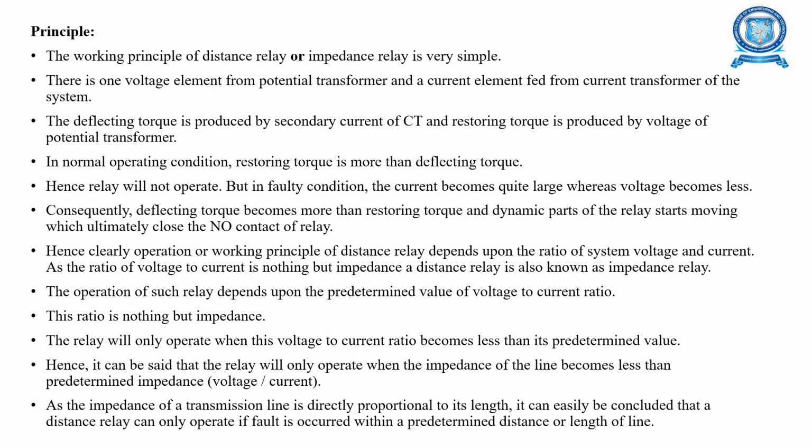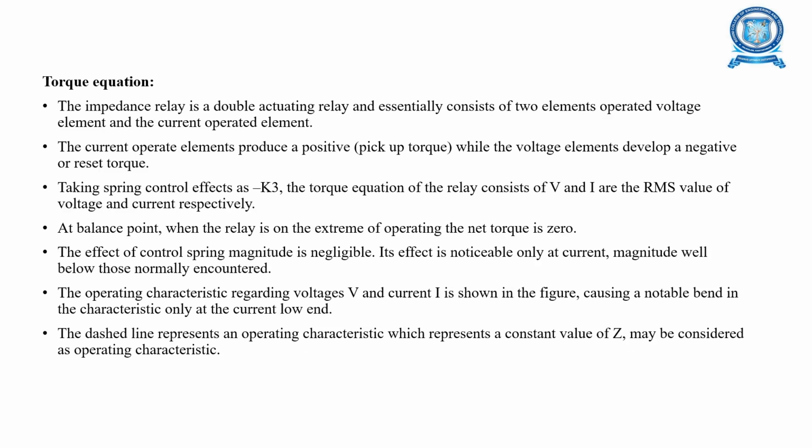So the relay only operates when this voltage to current ratio becomes less than its predetermined value. As the impedance of the transmission line is directly proportional to its length, it can easily be concluded that a distance relay can only operate if a fault occurs within the predetermined distance or length of line.